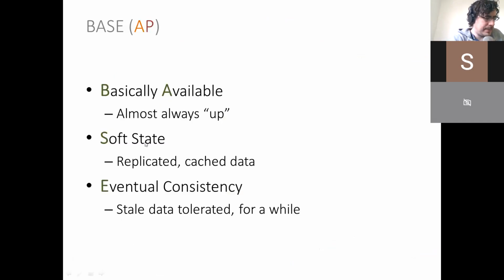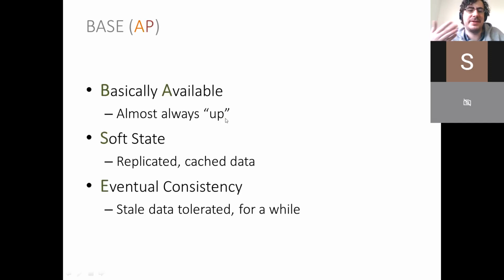So in terms of AP systems, there is another name for them called basically available soft state eventual consistency. And this is supposed to be a clever acronym because we have ACID in relational databases, and BASE is like the opposite of ACID. It's like alkaline. But it would be the opposite of an acid. So someone came up with this acronym and decided that it would be clever to say BASE and to oppose ACID. Basically available means it's almost always up.